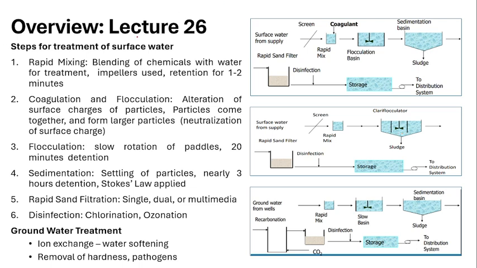If we see the steps involved in the treatment of surface water in detail, the first step is rapid mixing. In the rapid mixing, as I said, the blending of chemicals with the water happens for treatment. We will be adding different chemicals based on the type of water and the pollutant levels. For this mixing, we use a device called an impeller. This impeller is an agitator. It is used for mixing the chemicals in the water. How long does the water stay in this mixing tank? The retention time is at least 1 to 2 minutes.